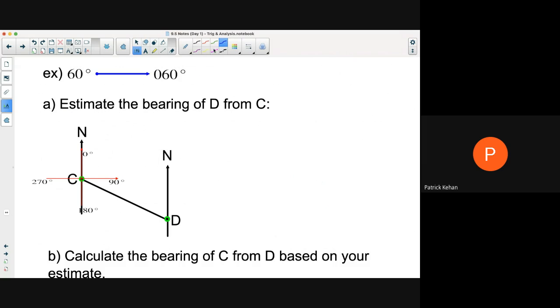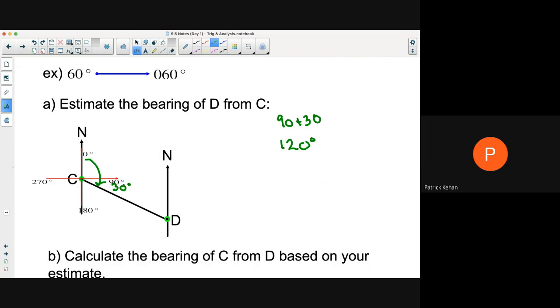So let's just say that that's 30. And then I want to measure that bearing right there. So that would be 90 degrees plus my 30 degrees, giving me a bearing of 120 degrees. So that's the bearing of D from C.